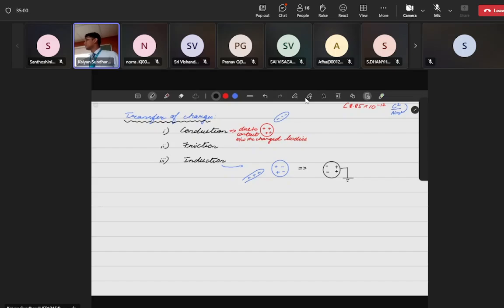We have been seeing 3 pins here. In the 10th standard you would have seen 3 types of wires: live wire, earth wire, and neutral wire. Yes sir, neutral wire. What is the purpose of the live wire? To conduct the electric current. And what about the earth wire? To stop the excess flow of charges.